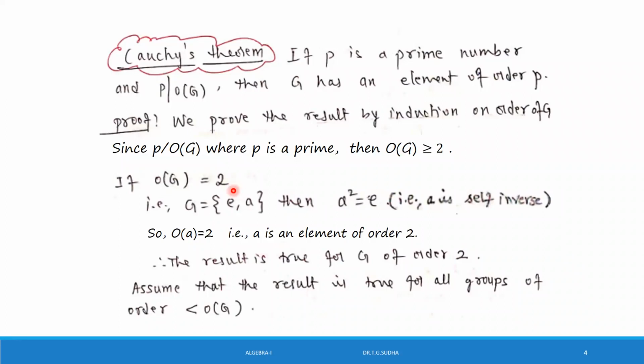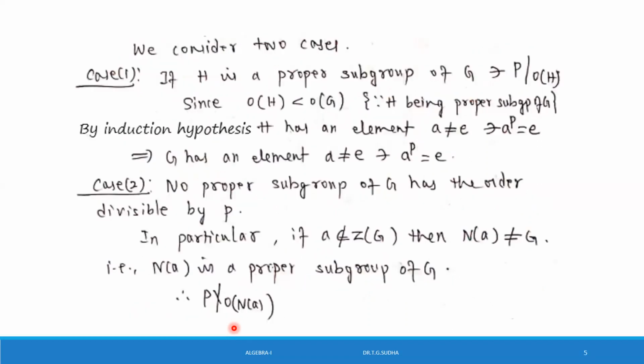So the order of G is equal to 2 and we have shown that there is an element A whose order is also equal to 2. Therefore, the result is true for G of order 2. So the first step is over in the induction. Now let us assume that the result is true for all groups of order less than the order of G. So we are assuming that the result is true for all groups whose order is less than the order of G.